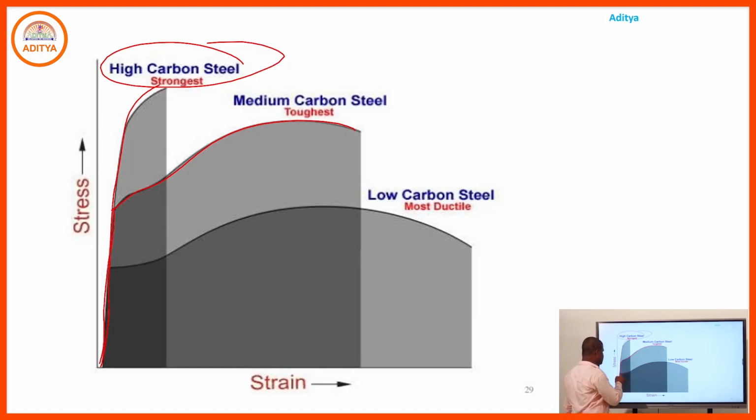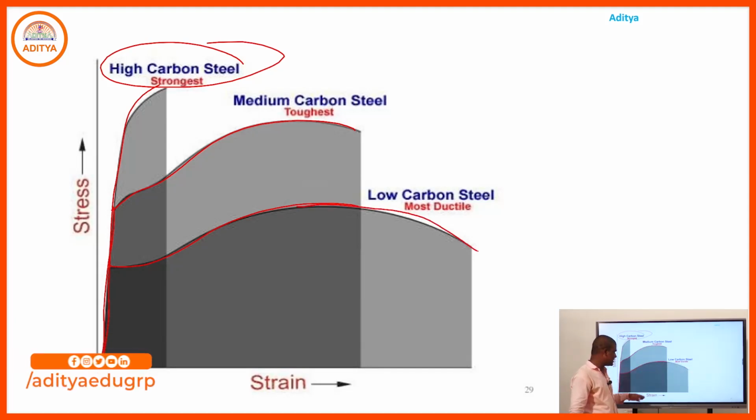In the case of low carbon steel, which is the most ductile material, both stress and strain increase, but after a certain time the stress deteriorates. The stress curve decreases, but the material stays.